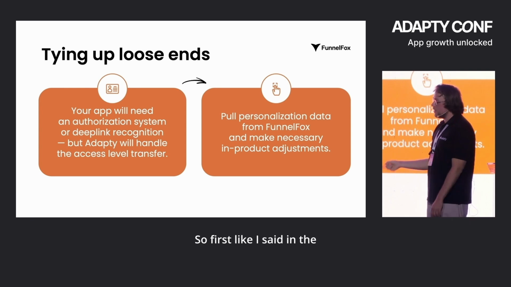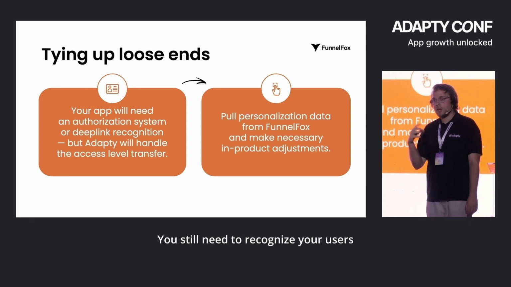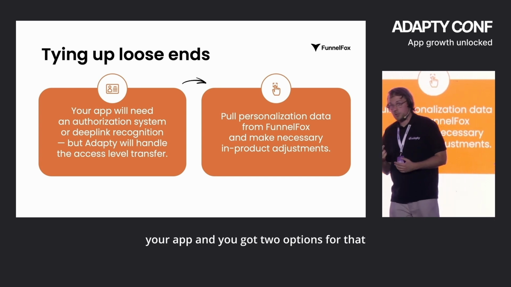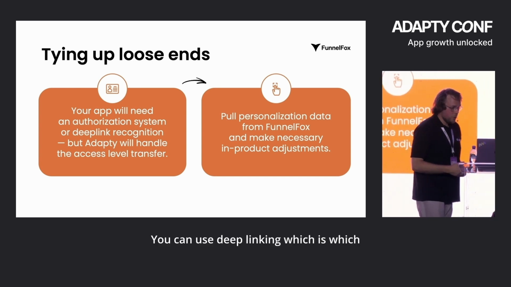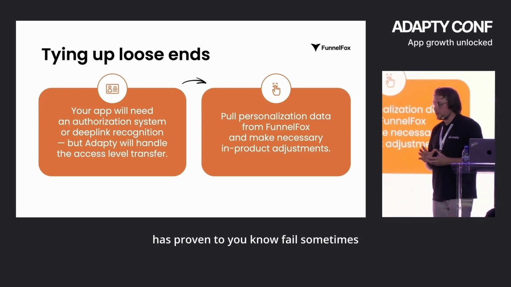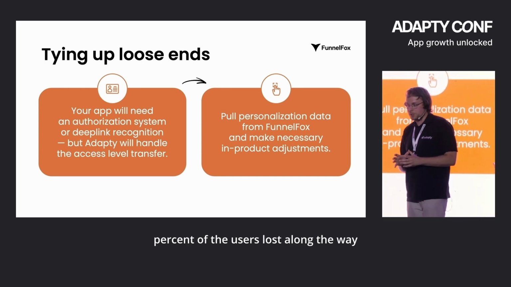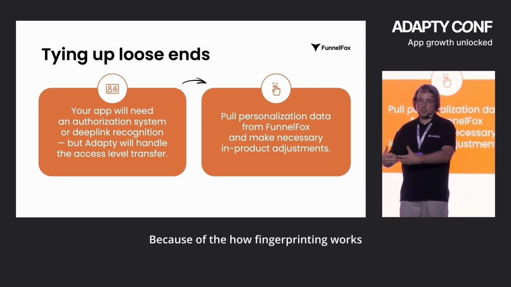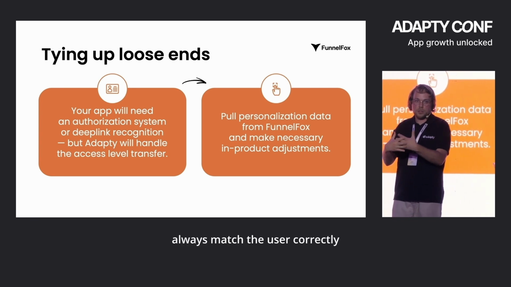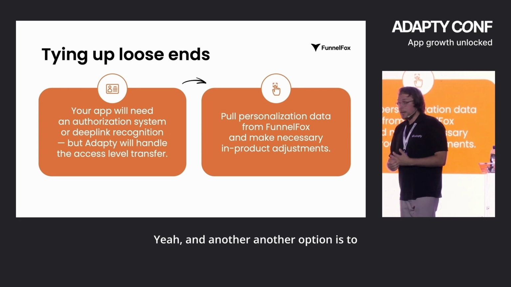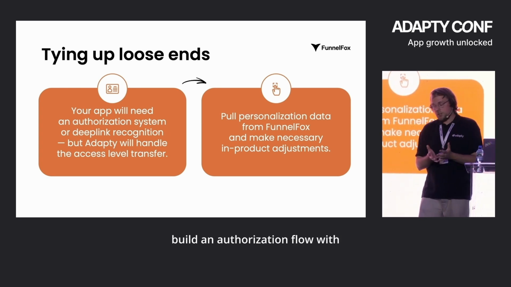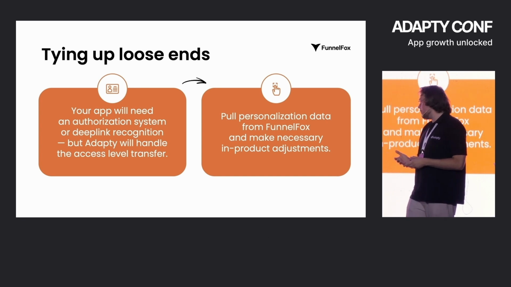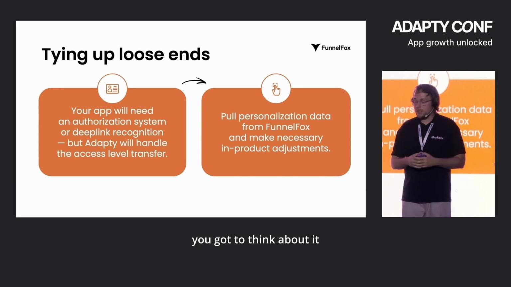First, like I said in the beginning of the presentation, you still need to recognize your users once they arrive from the web flow to your app. And you've got two options for that. You can use deep linking, which is proven to fail sometimes. You would get like 5 to 10% of the users lost along the way from the web to the app because of how fingerprinting works, because it doesn't always match the user correctly. Another option is to build an authorization flow with something like Firebase or build your own backend for it. It doesn't take a lot of time, but still, you've got to think about it.